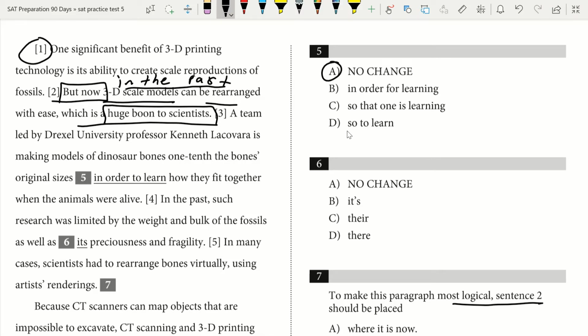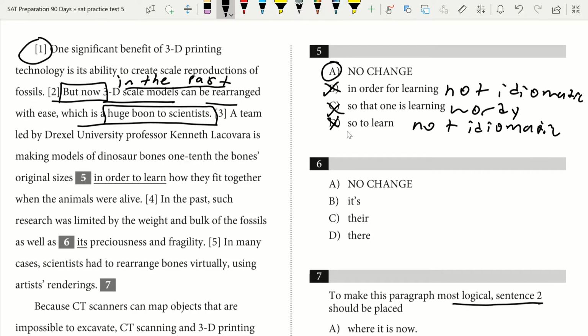We wouldn't say in order for learning or so that one is learning. That's wordy. This is not idiomatic. Okay, we wouldn't say that. And then so to learn also not idiomatic, and I don't even think that's grammatically correct either. So even if it was idiomatic, I don't think we could even say that really. So yep, that's going to be A for number 5.